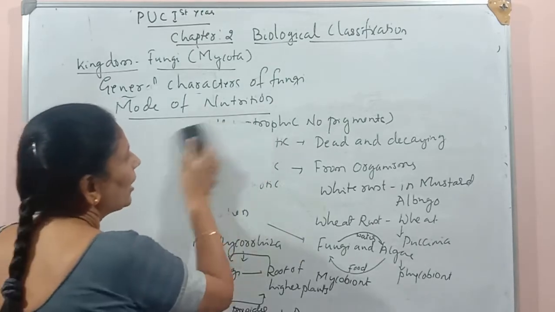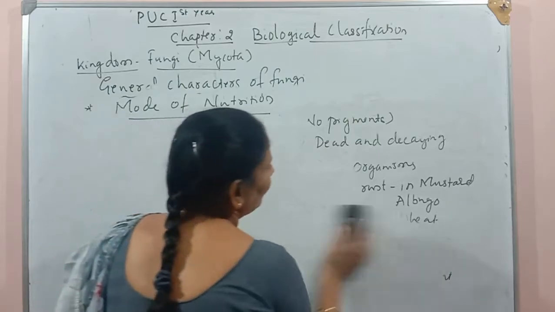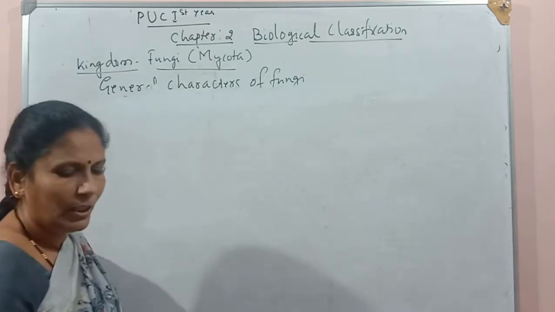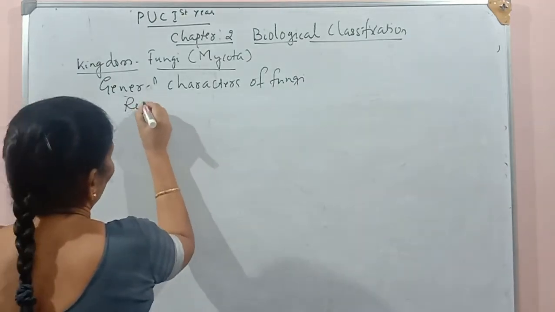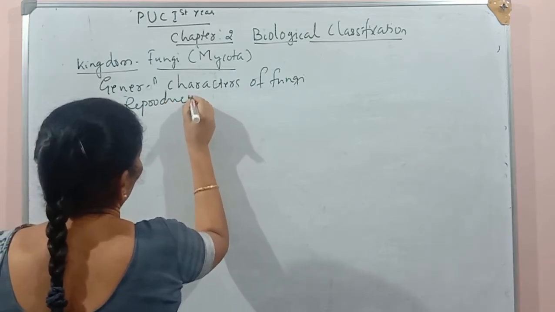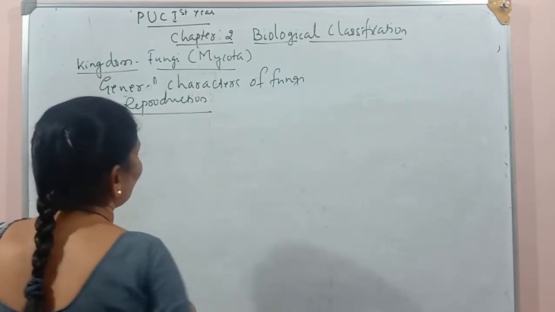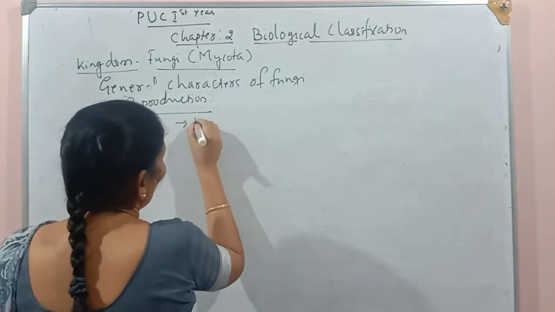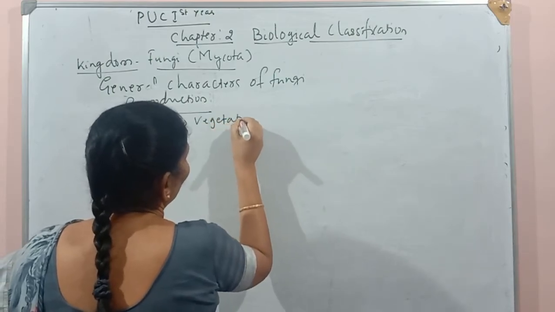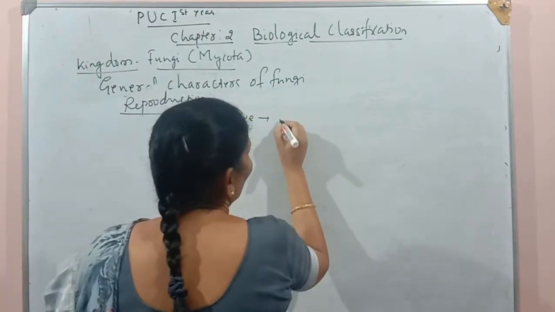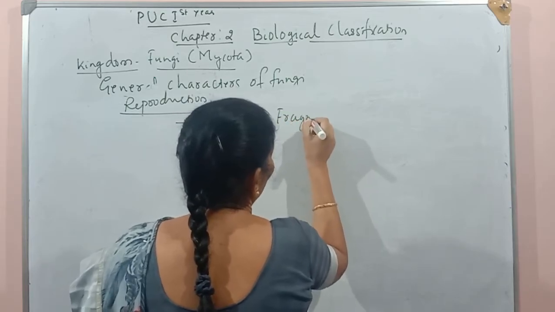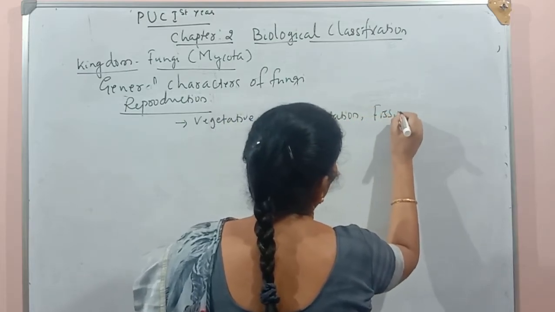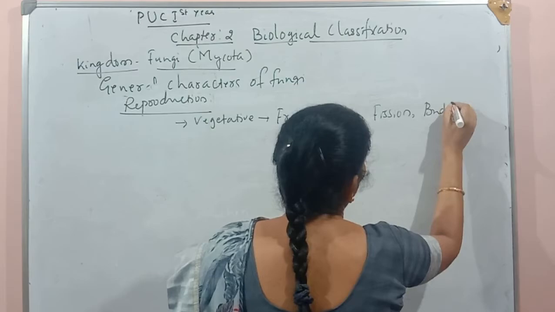Next, we talk about the reproduction in fungi. Three types of reproduction are there. One is vegetative, which is by means of fragmentation, fission, and by budding.